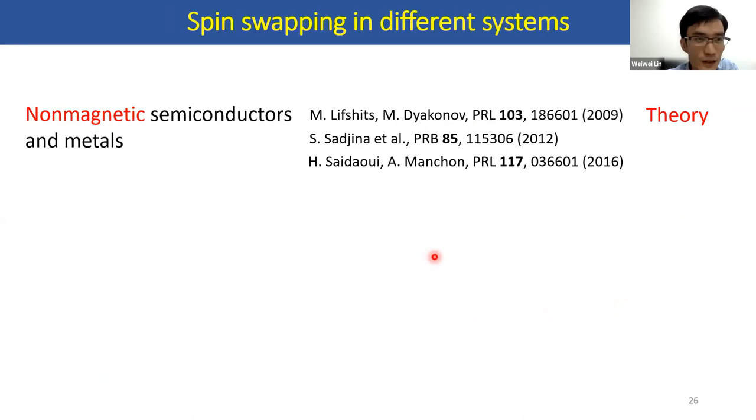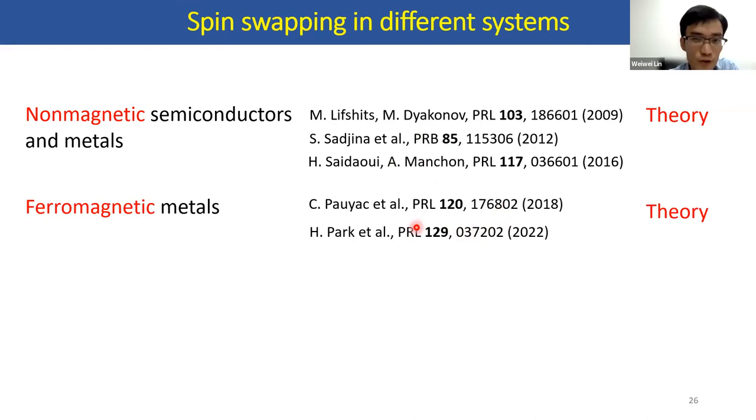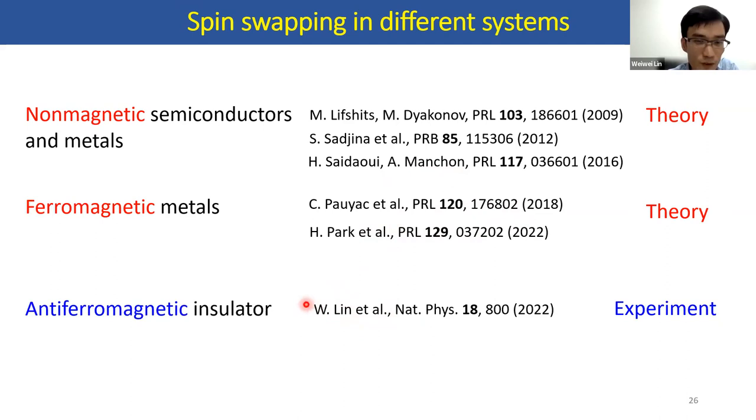In the literature, recently, there's a theory study about the spin swapping in non-magnetic semiconductors and metals, including the Diakonov and the Olivier Mahon group. Another theory paper describes the spin swapping in ferromagnetic metals. So all these papers are theory proposals. In our work, we show possible experimental evidence of the spin swapping in the antiferromagnet insulator, lanthanum ferrite.